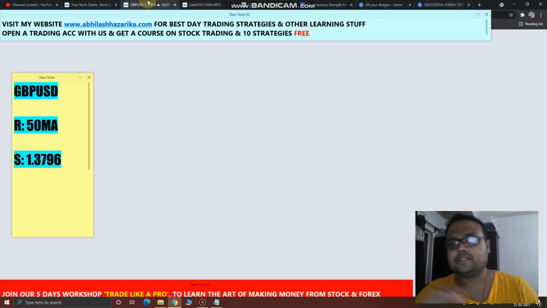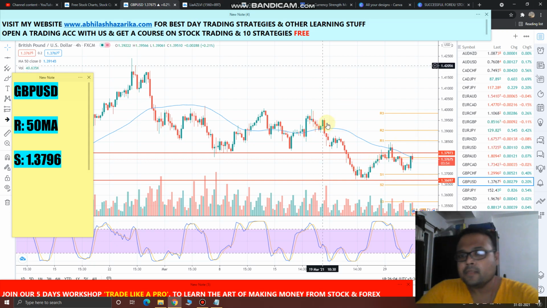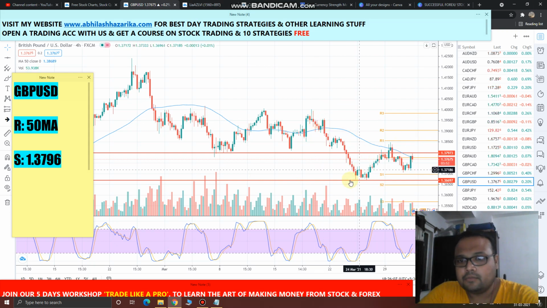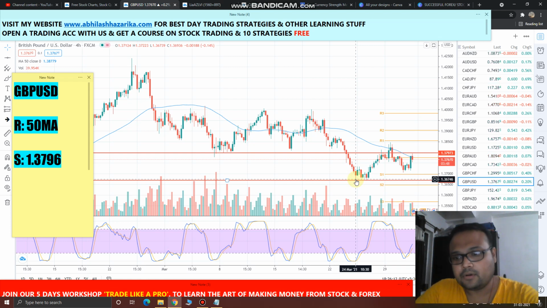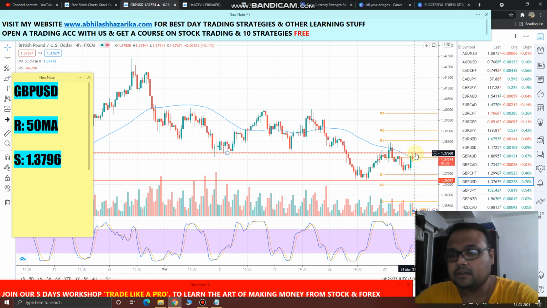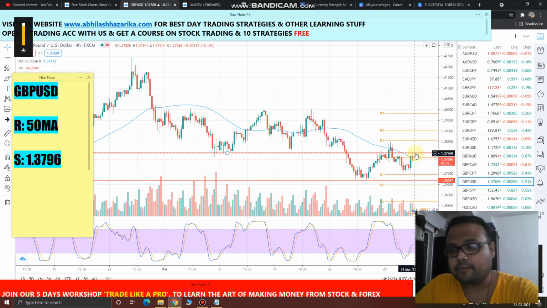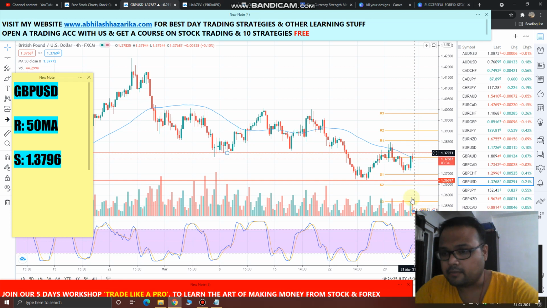So what should be a strategy then? Now let's get back to our chart. This level is very important as support, and it is important because we saw that this level was the resistance on the weekly time frame.